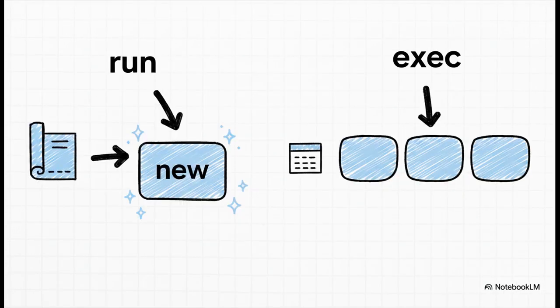And this brings us to a really, really important point. Docker run creates a new container from that blueprint every single time. But Docker exec lets you run a command inside a container that is already running. You don't want to spin up a new instance every time you need to do something. You want to get back inside your existing one. That's what exec is for.